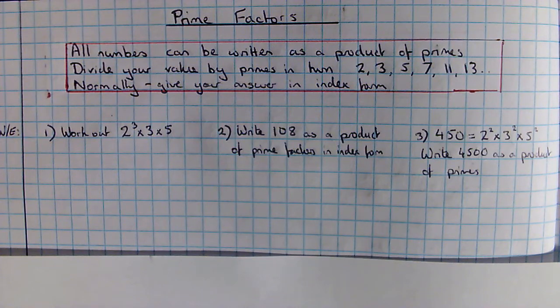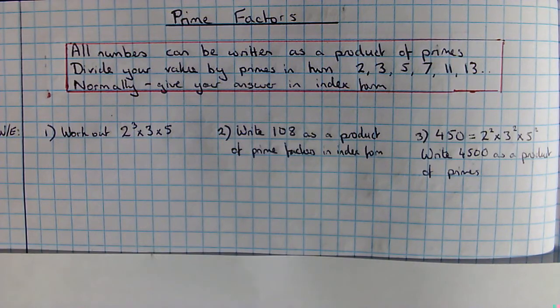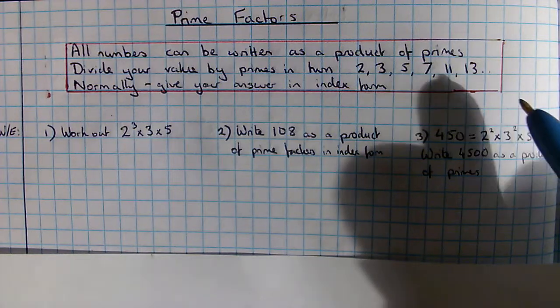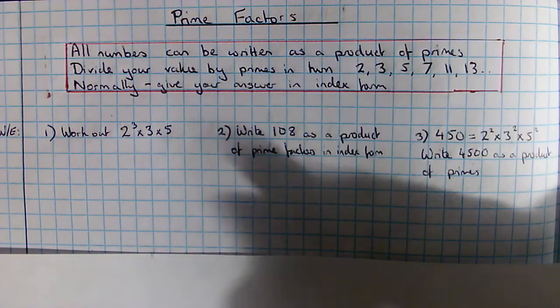Okay, we're going to have a look at prime factorization now. One of the fundamental theorems of mathematics is that any integer, any whole number, can be written as a product, and as only one product, of prime numbers. Product means a multiplication of prime numbers.